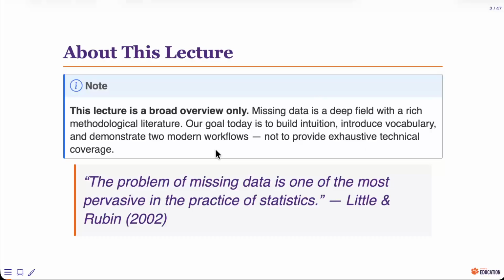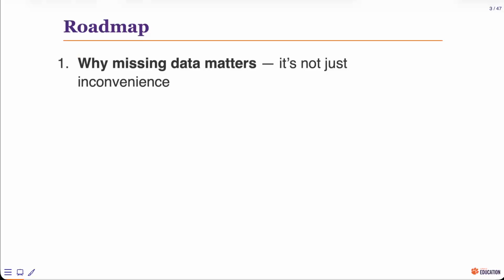But as this quote by Little and Rubin note, the problem of missing data is one of the most pervasive in the practice of statistics, and we're going to see why as we go through this. So what we're going to do in this lecture is talk about why missing data matters. It's not just inconvenience, it's a pro tip there. We're going to talk about a taxonomy of types of missing data.